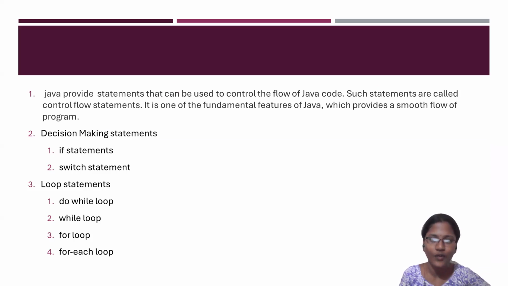There are two types of control flow statements in Java, and those are decision making statements and looping statements. In decision making statements, there are two types: if statement and switch statement. And the looping statements are four types: while loop, do while loop, for loop, and for each loop. Let us discuss them in detail one by one.